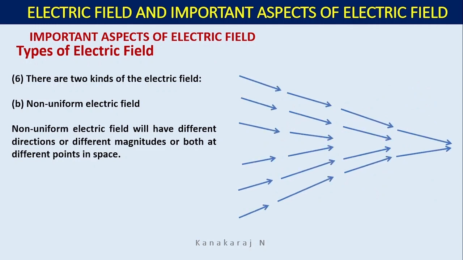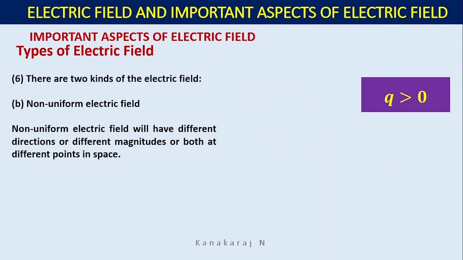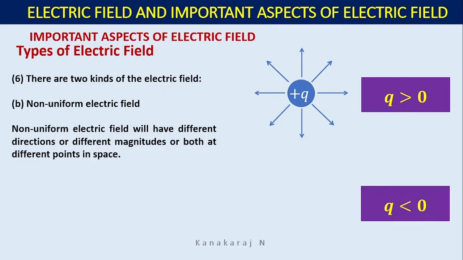Here it's a converging electric field. It's a non-uniform electric field. If Q is positive, Q is greater than 0, then you have an electric field that is directed radially away from the source charge. If it's a negative charge, then the electric field is directed towards the negative charge.